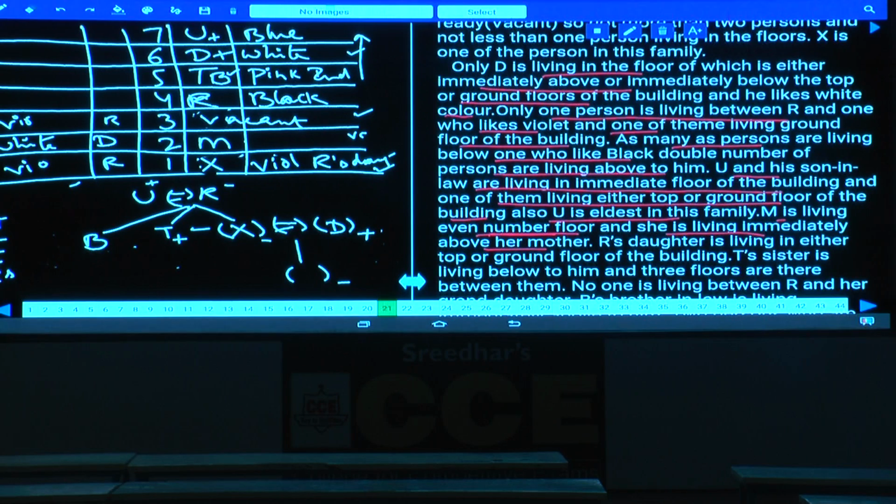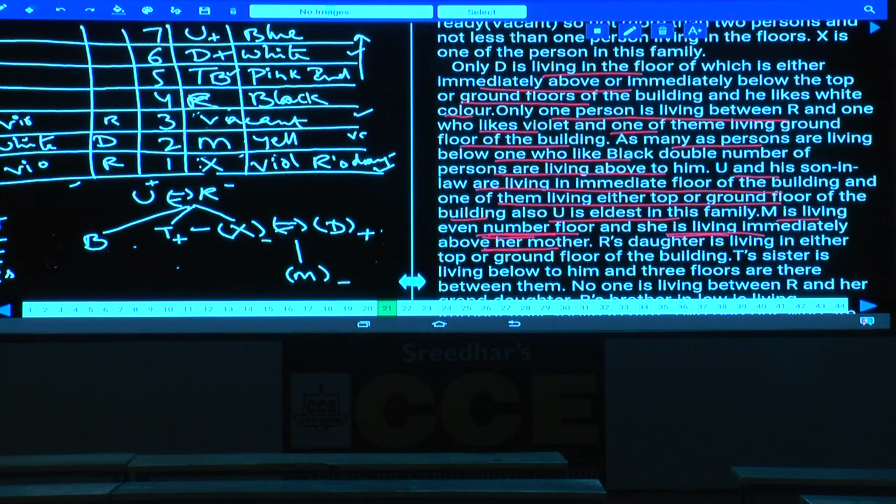Now, M is living on an even number floor, and this M is living immediately above her mother. M is living immediately above her mother means M must be at this place. Now, 1, 2, 3, 4, 5, 6, 7 were done. What is the color left over here? Blue, white, pink, indigo, black, violet, and what is the other color? Yellow, and this person is yellow.